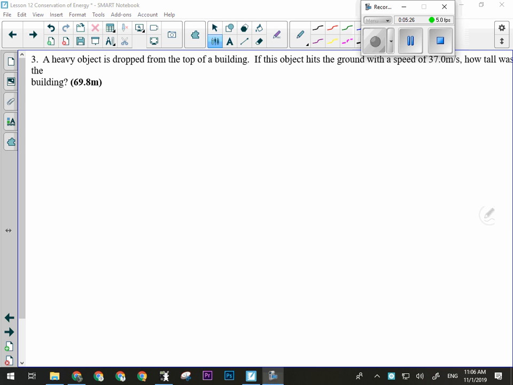Okay, so on number 3, I've got a heavy object that's dropped from the top of a building. We know these are all law of conservation of energy questions. If something is dropped, how much kinetic energy does it have? None. It's dropped. Its initial speed is 0. So I know that initially this thing only has potential energy. The other point it's asking about is on the ground.